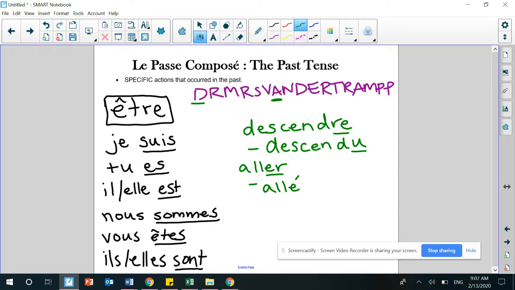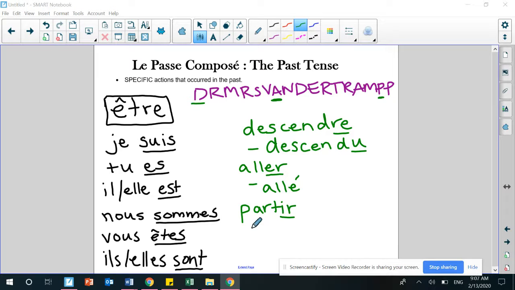But let's conjugate one more verb, an IR verb from Dr. Mrs. Vandertramp. Let's do partir. Partir is a Dr. Mrs. Vandertramp verb, but it's an IR verb. So what do we do with IR verbs? Right again. We take off the IR and we add just an I. So our past participle of partir, to leave, becomes parti. So she left, elle est partie.